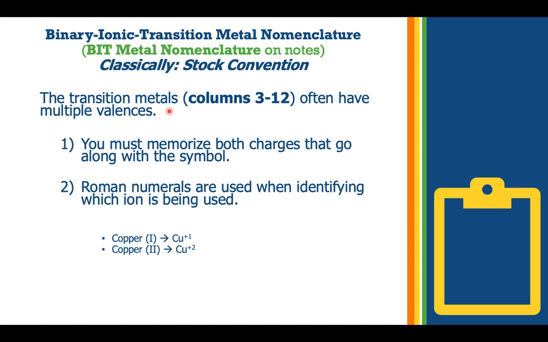So the transition metals in columns 3 to 12 often have multiple valences. If you look at your periodic table, the transition metals are the middle area that forms kind of like a box. You'll see that they're color-coded as transition metals. And columns 3 to 12 are what we're looking at. One starts kind of closer to the right-hand side, and then it wraps back around to the left-hand side. These are 3B to 12B, okay?